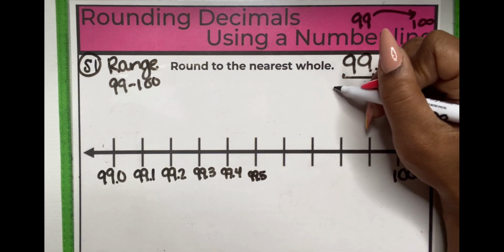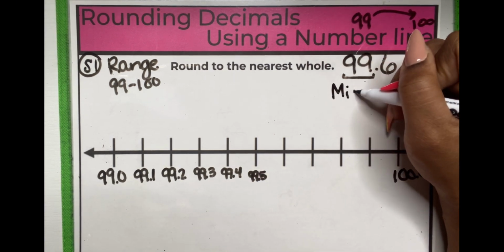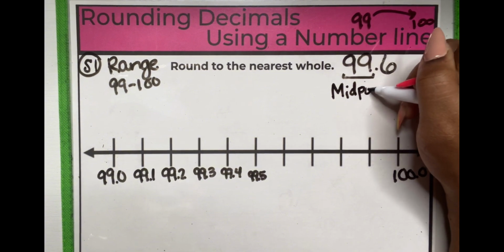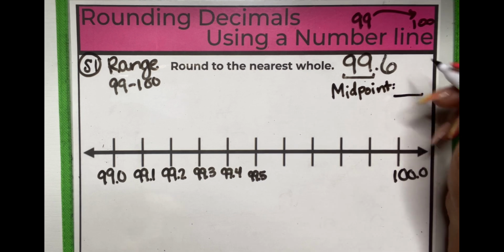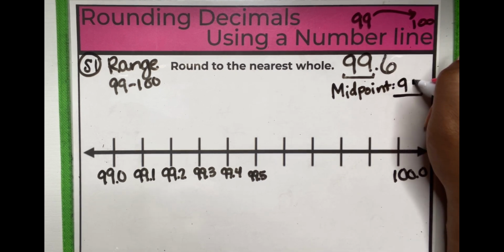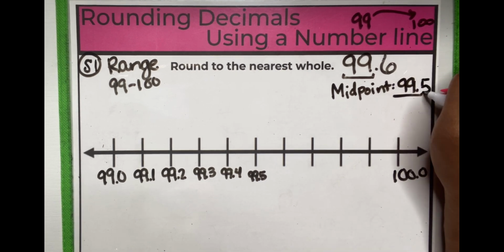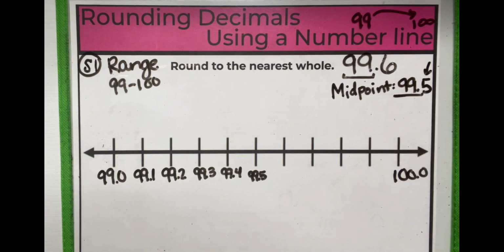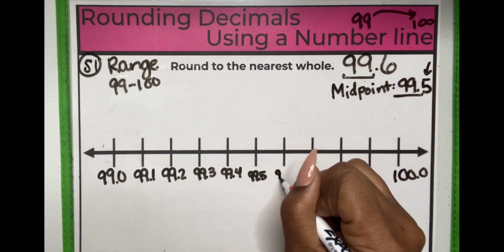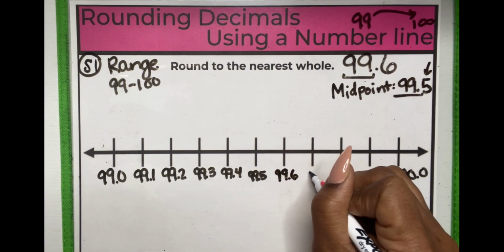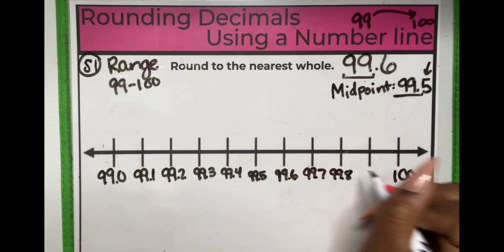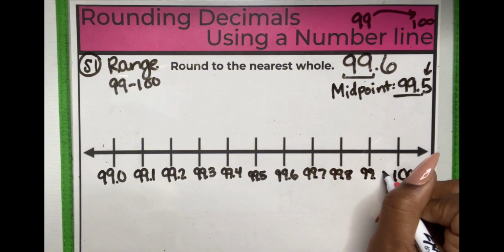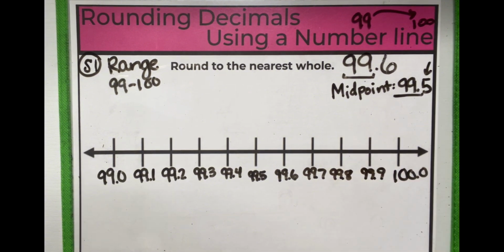0.5. What is that called again? 10 divided by 2 is 5. That's our, hopefully you said, midpoint. And it's going to have some type of 5 in it, that midpoint. 99.6, 99 7/10, 8/10, 9/10. All right. Now we have the number line created.